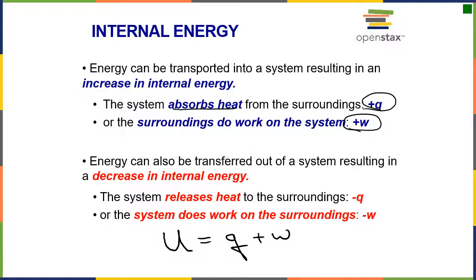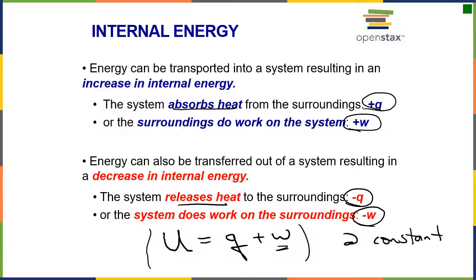That would happen if the system releases heat, which gives us a negative Q, or it pushes against the surroundings and does work, which is going to give us a negative W, where the total energy of our system is equal to Q plus W. But we can minimize work, which we like to do because we don't like changes of pressure and correspondingly changes of volume, by working at constant pressure. So what we do in chemistry is we work at constant P.